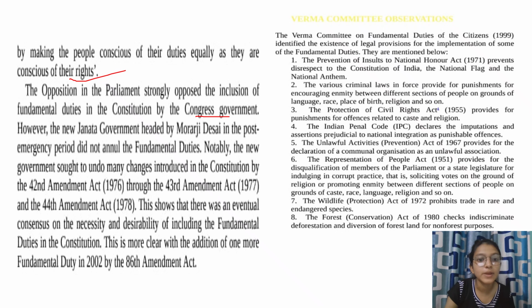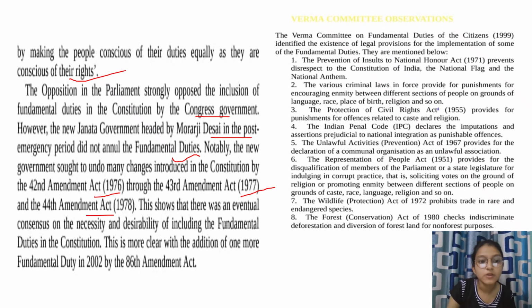However, the new Janata government headed by Morarji Desai in the post-emergency period did not emulate the fundamental duties. Regarding the fundamental duties, there was no such opposition at that time. Notably, the new government sought to undo many changes introduced in the Constitution by the 42nd Amendment Act 1976, the 43rd Amendment Act 1977, and the 44th Amendment Act 1978. So these are the amendments that were made by the next government.